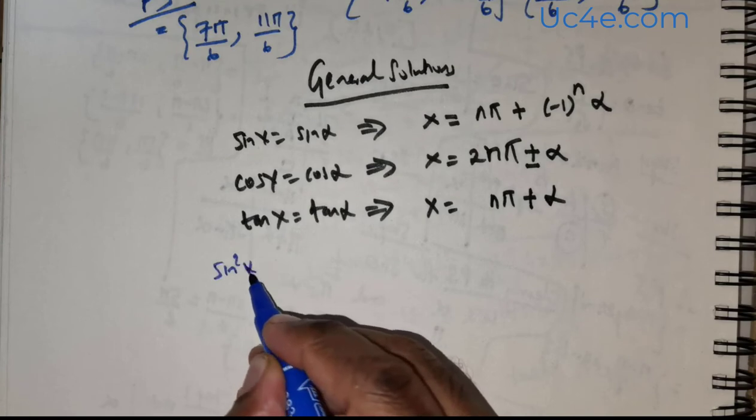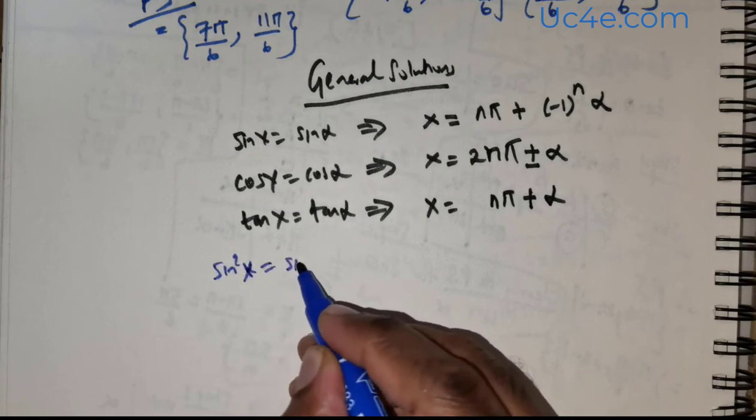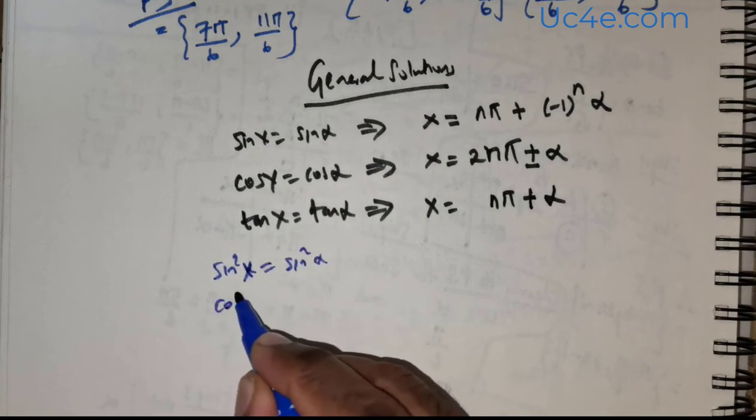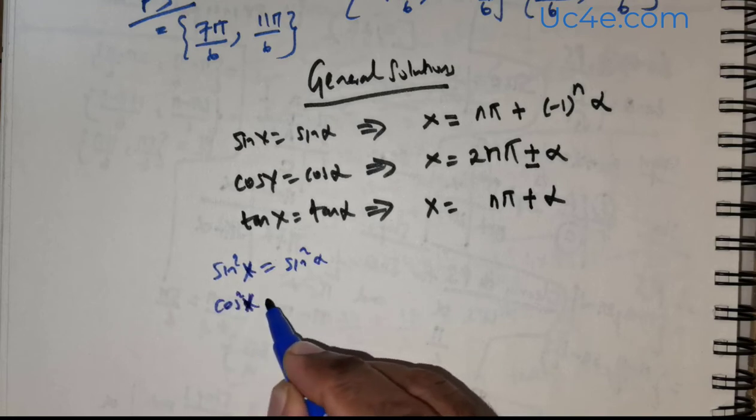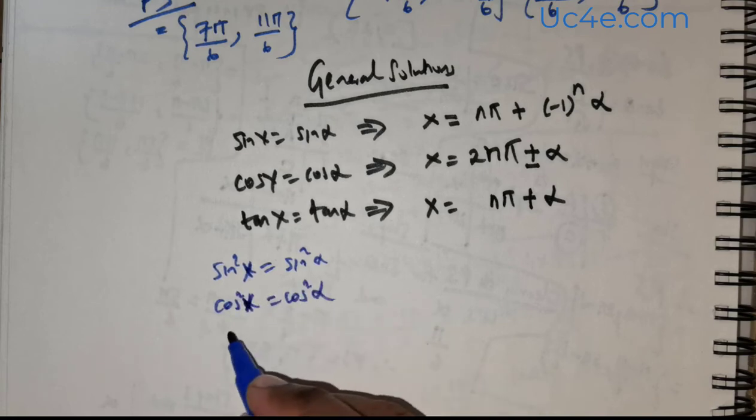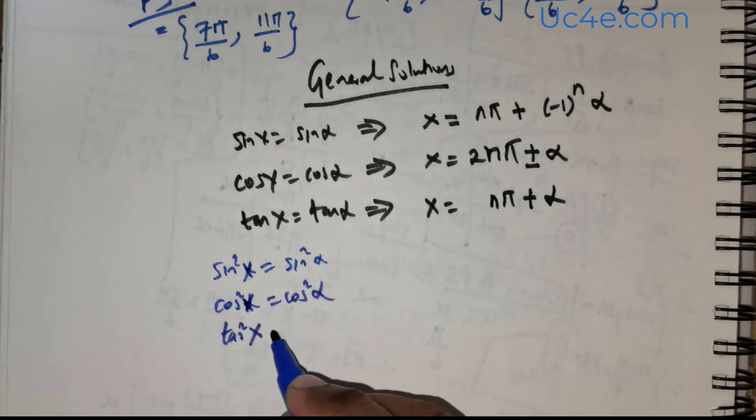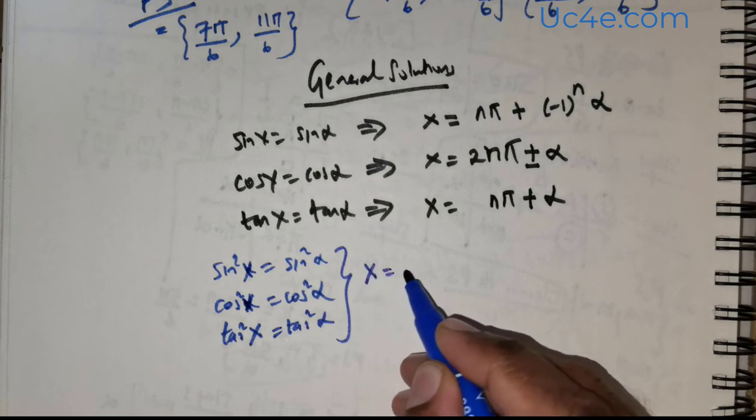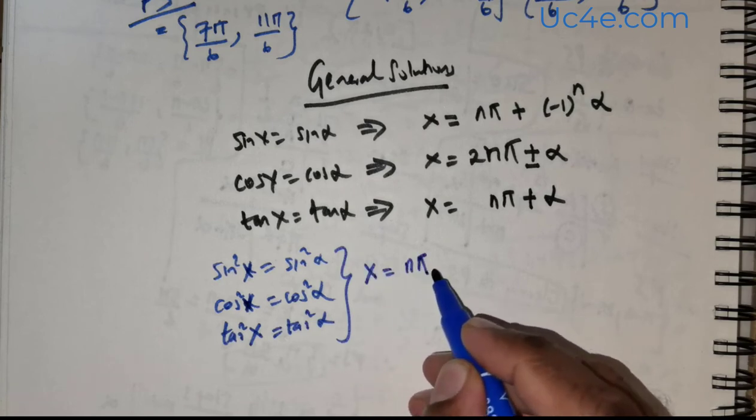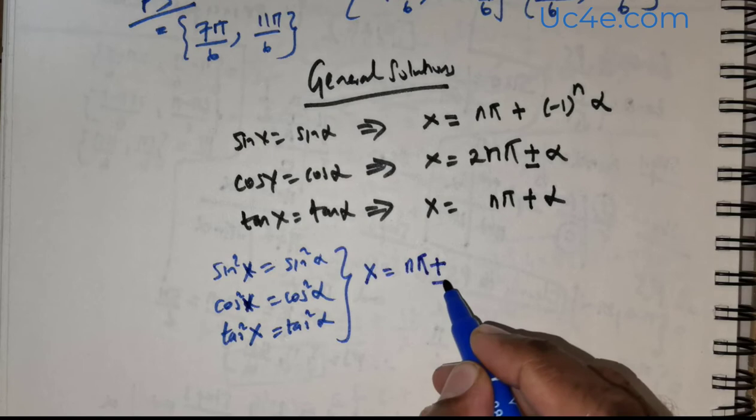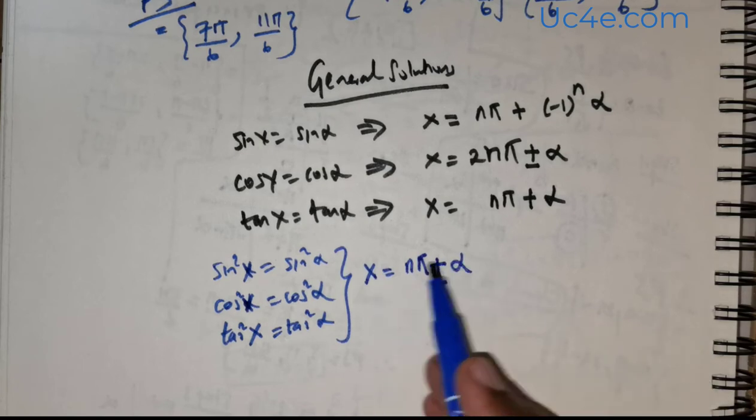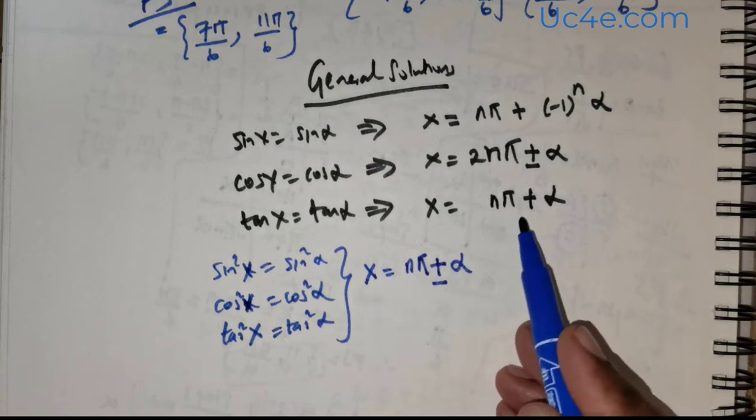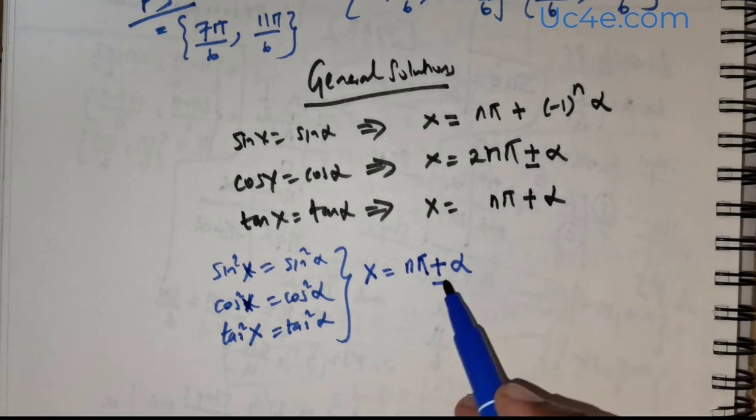Now subsequently, when sine squared x is equal to sine squared alpha, cos squared x is equal to cos squared alpha, and tan squared x is equal to tan squared alpha, the general solution is given as x is equal to n pi plus or minus alpha. So it's important that you have this in mind. Here you get only plus, over here you're getting plus and minus. So have that in mind.